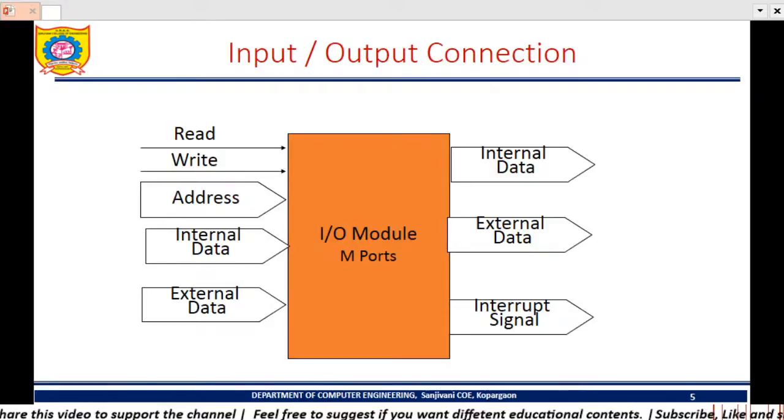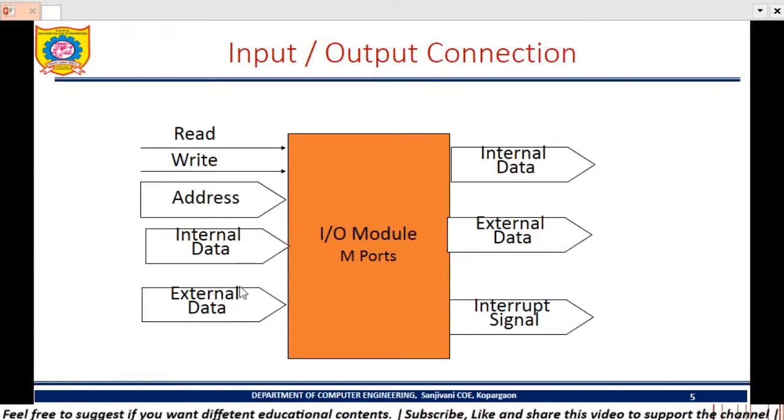Next one is input output connectivity. Now this has a lot of inputs and a lot of outputs, right? So read write signals are there. Again, these are the control signals. Then the address from my external device, like you can say port number. If you have a laptop or a computer, you know that you have at least 3 to 4 USB ports, right? Each and every port has its own address. So port numbers are there.